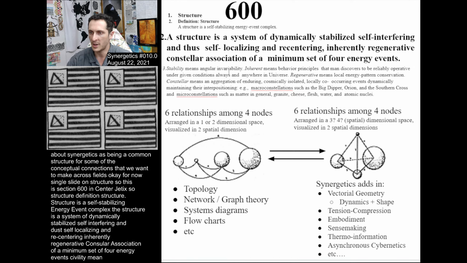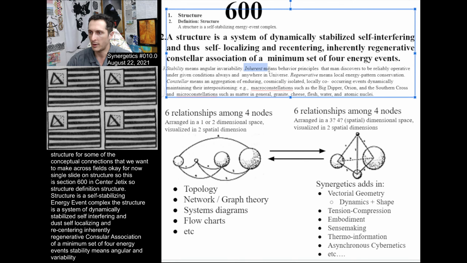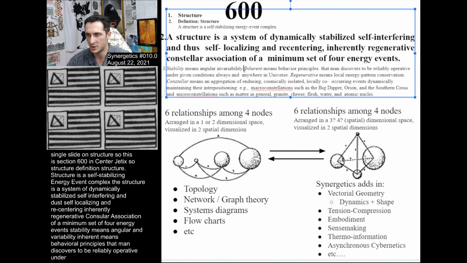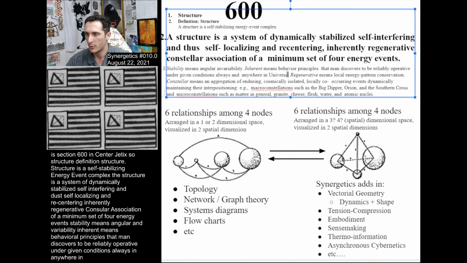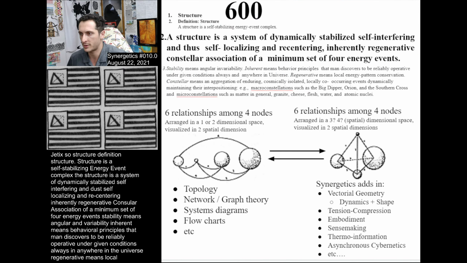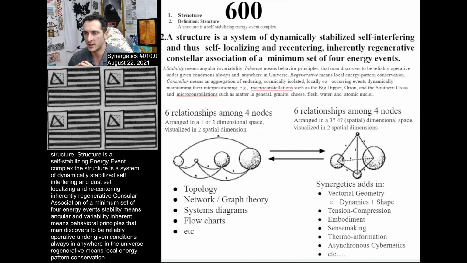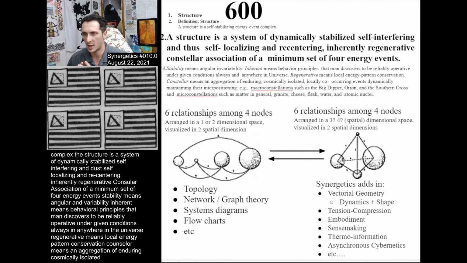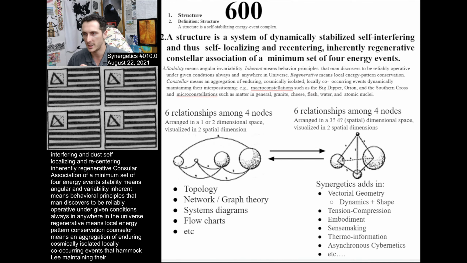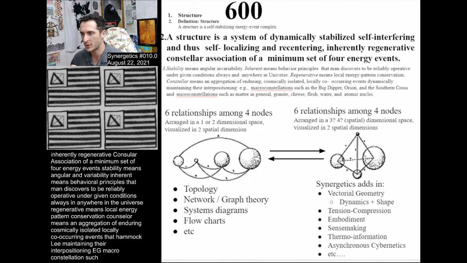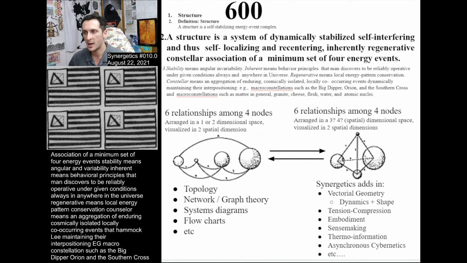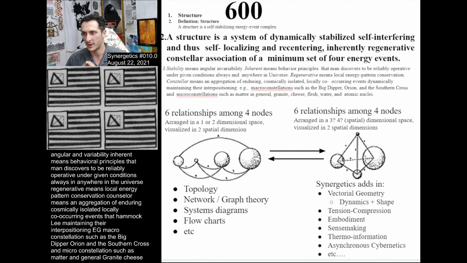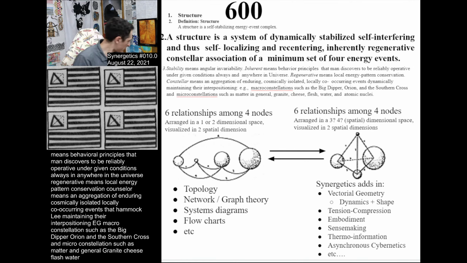Stability means angular invariability. Inherent means behavioral principles that man discovers to be reliably operative under given conditions always and anywhere in the universe. Regenerative means local energy pattern conservation. Constellar means an aggregation of enduring, cosmically isolated, locally co-occurring events dynamically maintaining their interpositioning, e.g. macro constellations such as the Big Dipper, Orion, and the Southern Cross, and micro constellations such as matter in general, granite, cheese, flesh, water, and atomic nuclei.